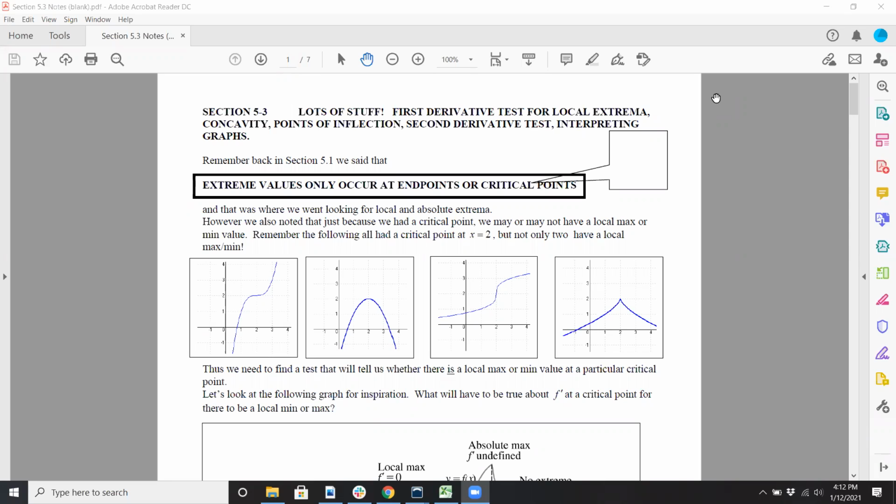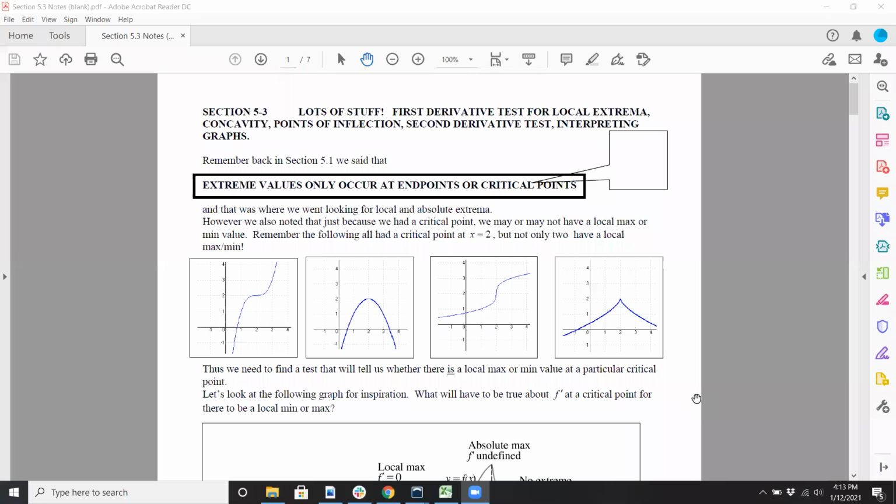Which is going to be on first derivative test for local extrema, concavity, points of inflection, second derivative test, and interpreting graphs. We're actually going to do the first two pages here, so we're not going to quite get to concavity. We'll start with that in class the next time we meet.